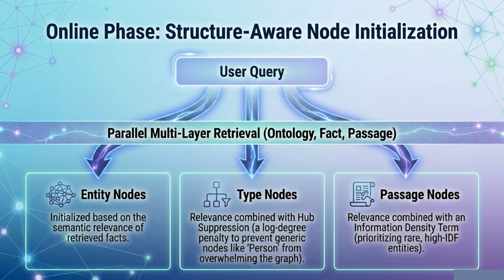Moving to the online phase, we start with structure-aware node initialization. When a user query comes in, the system performs parallel multi-layer retrieval across the ontology, fact, and passage layers. It initializes entity nodes based on semantic relevance, type nodes with hub suppression, a penalty to prevent generic nodes from overwhelming the graph, and passage nodes prioritized by high information density.